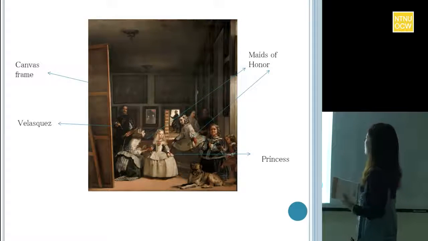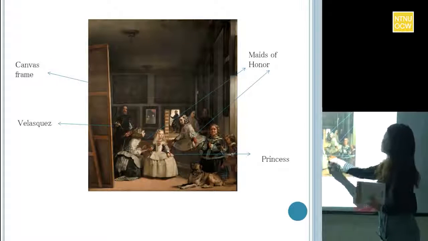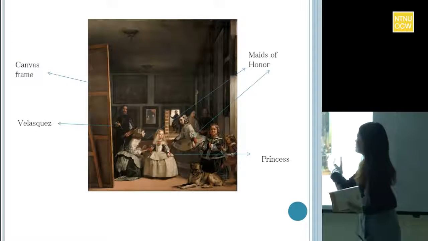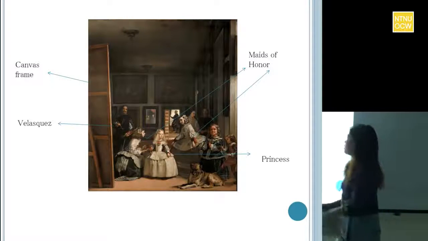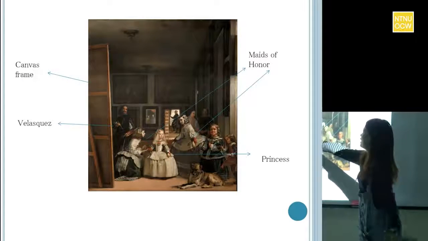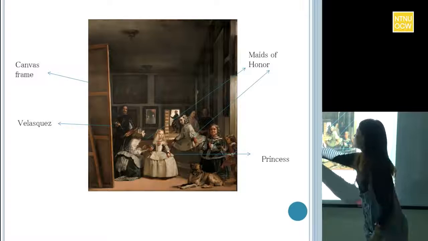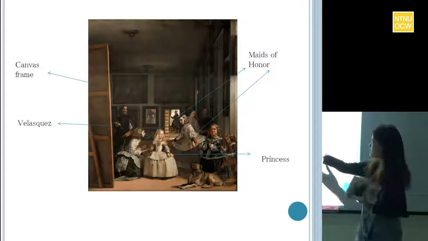So we can see the Maze of Honor right here. There are two maids, and the princess is between them. And we can see a painter who is Velázquez himself, painting on the left with his canvas frame. But what is he painting?